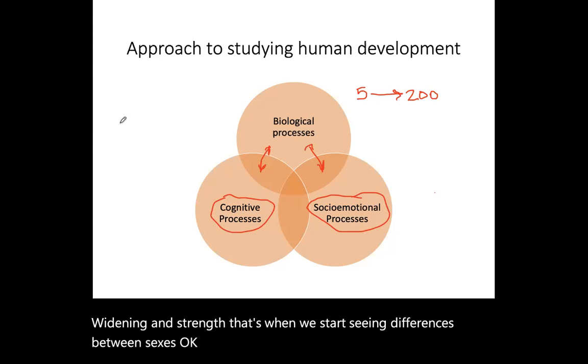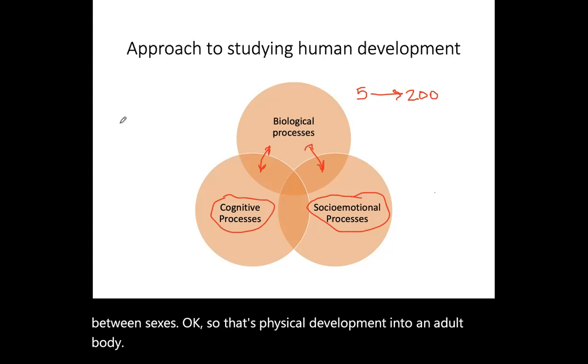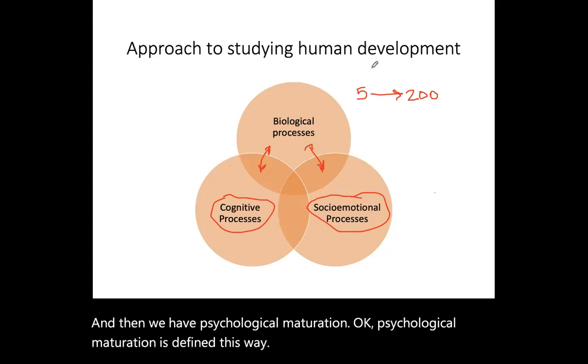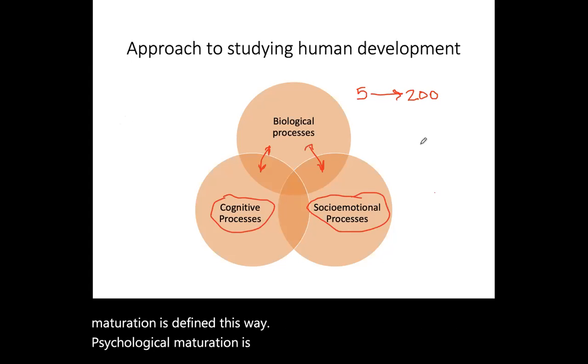So that's physical development into an adult body. And then we have psychological maturation, okay? Now, psychological maturation is defined this way. Psychological maturation is defined as, kind of, this parable goes.